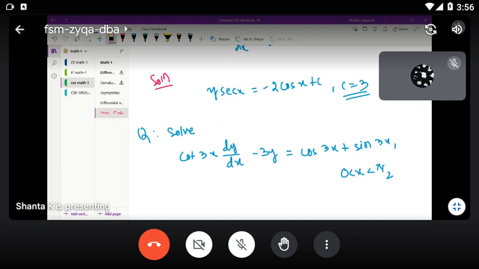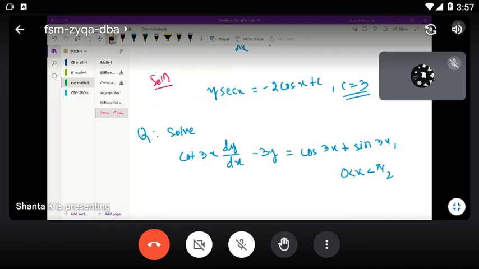So first of all, you have to write it in the form. So you are able to write it? Yes, ma'am. Ma'am, it's coming y cos 3x equal to minus cos 6x by 12 plus x minus sin 6x by 6 plus c. Ma'am, I can simplify it a bit.